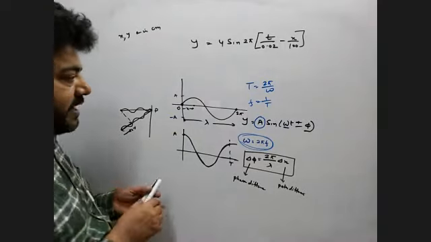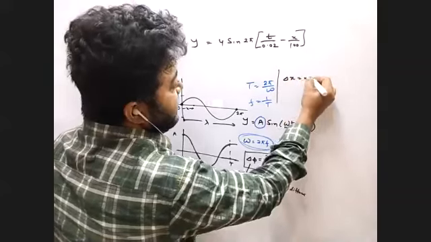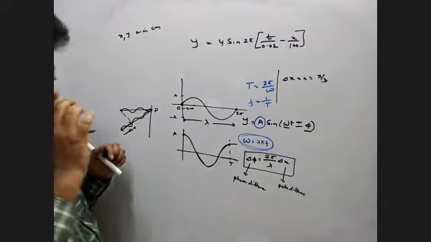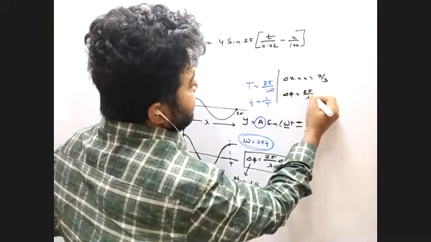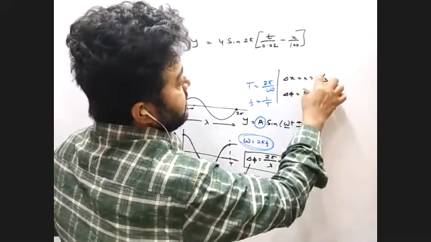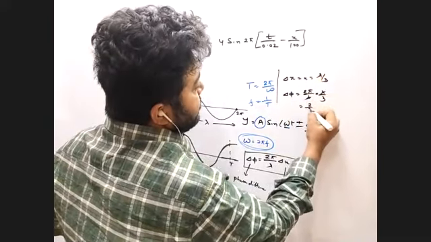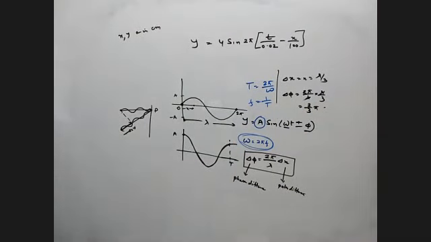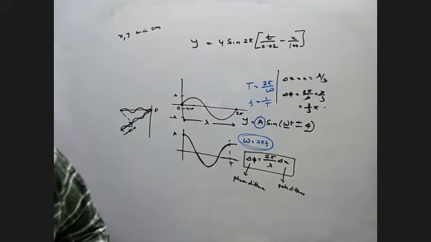Suppose anyone asks you or gives you the path difference delta x equals lambda by 3. So if the path difference is lambda by 3, what is the phase difference? See, very simple: 2 pi by lambda into lambda by 3. So lambda cancels, 2 by 3 pi. So you understand how you find the phase difference from the path difference? Yes, sir.